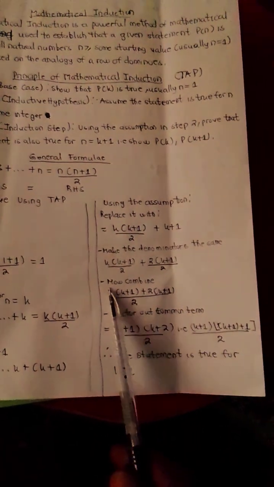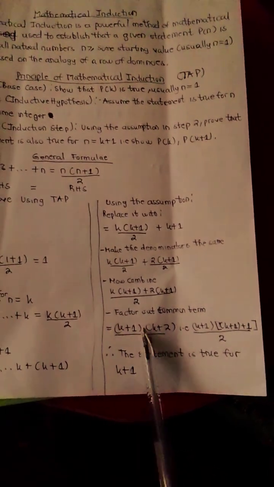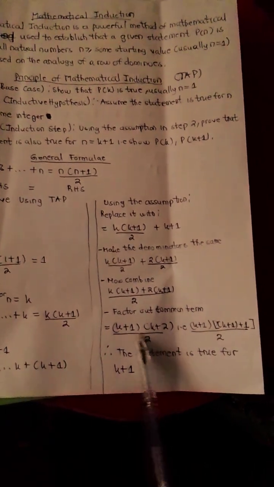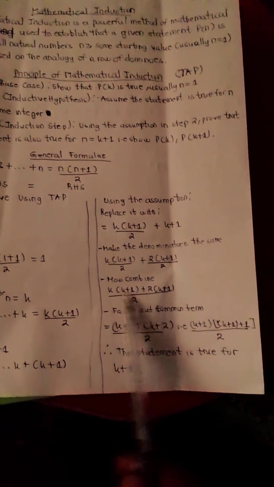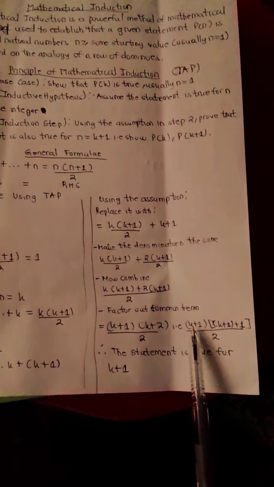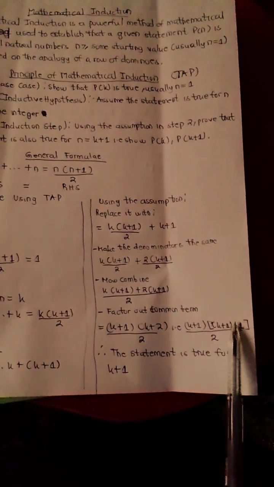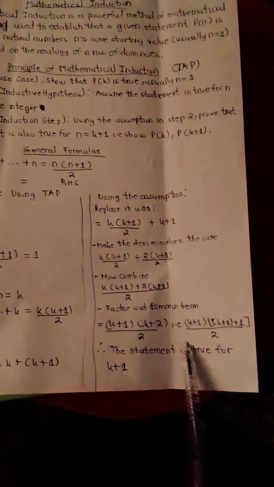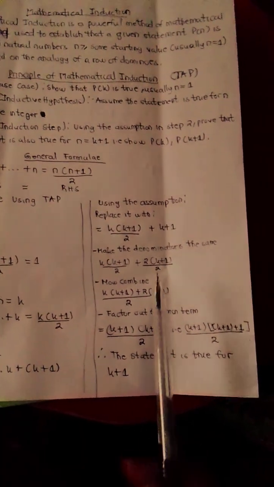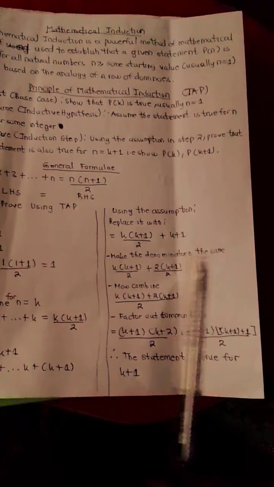Then into what? k plus 1. And this one we tag with what? k plus 2. So k plus 1, k plus 2 over 2. That is, when factoring all these things, you can see that it was represented as k plus 1, open bracket k plus 1, close bracket, plus 1. That is, the statement is true for k plus 1.